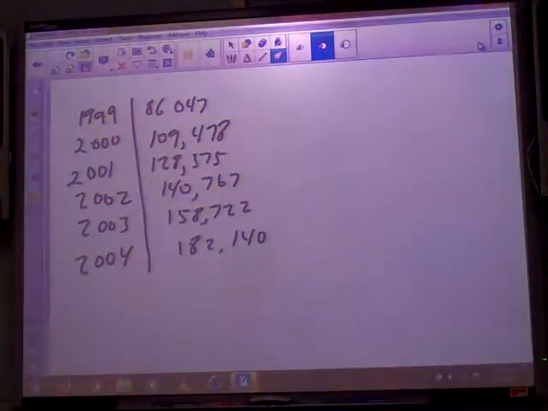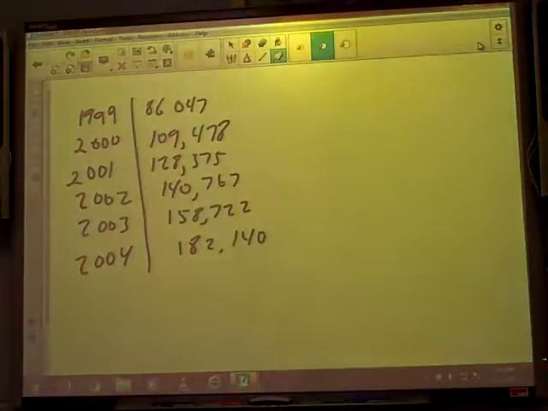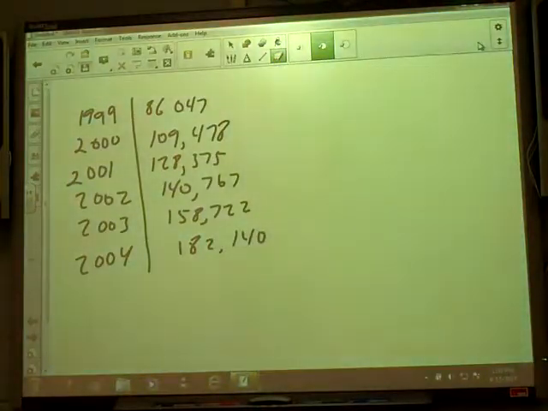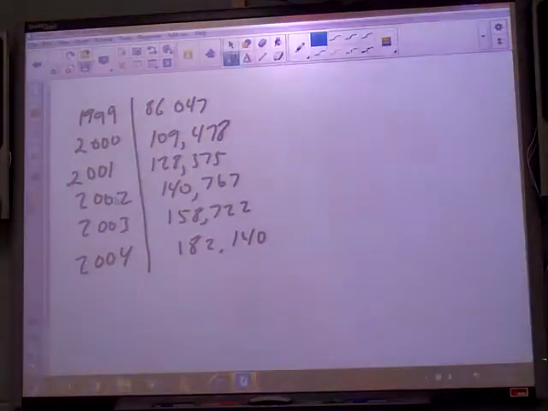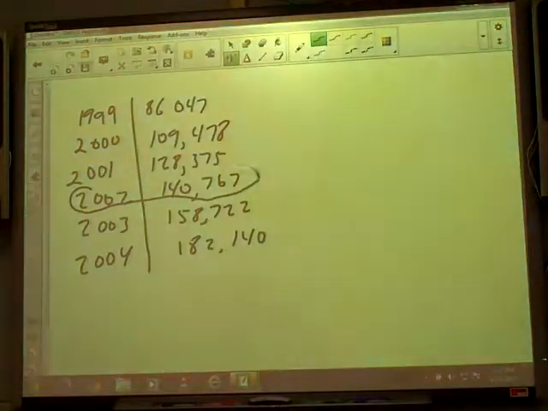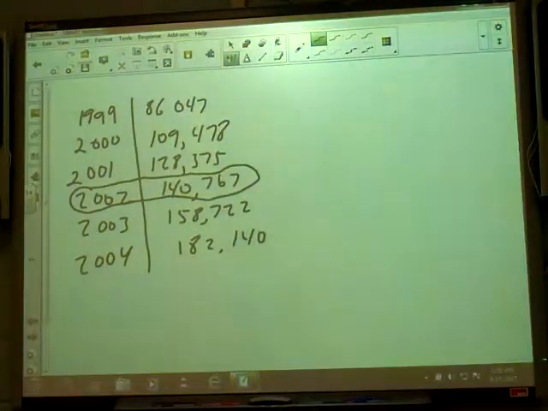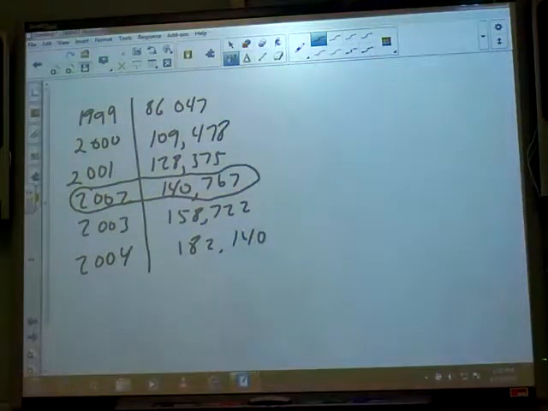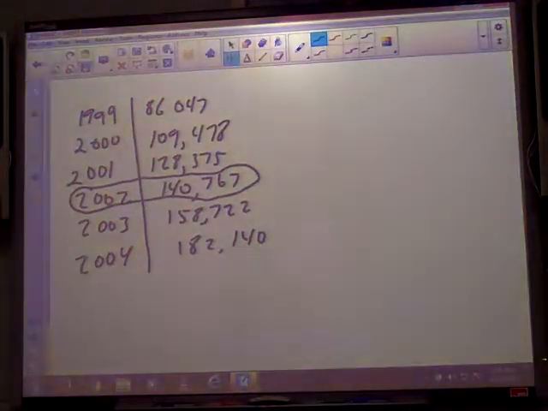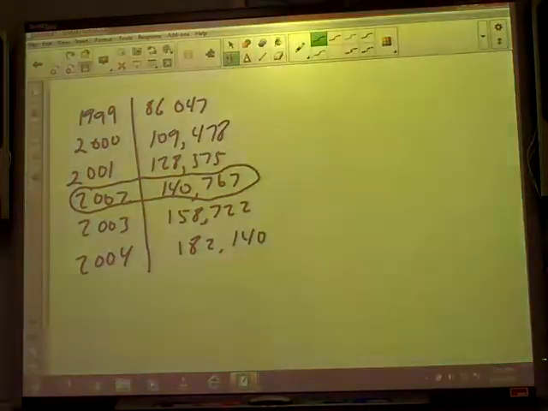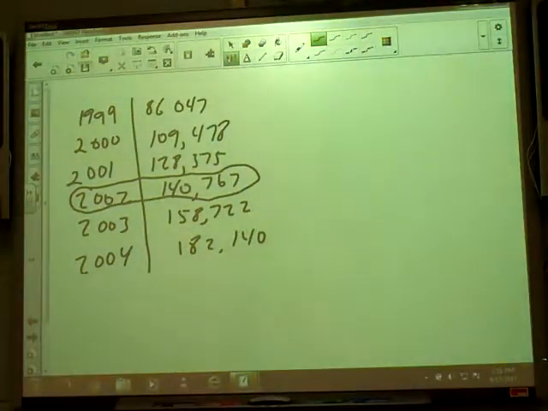How can I know for sure? Dustin concurs? Good. We don't see any year repeating in there. And if we put this problem into context, how could a year repeat? If the research showed us in 2002, 140,776 people had a cell phone, could you then say in 2002, 200 people had a cell phone? No, you can't. There's no way you could change it, right? So yes, that would be a function.